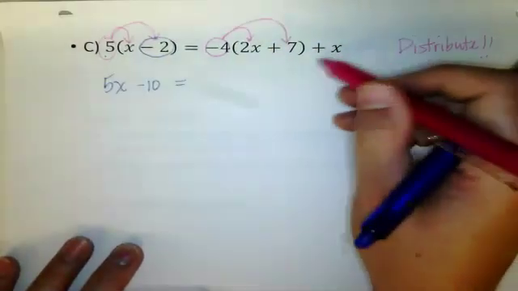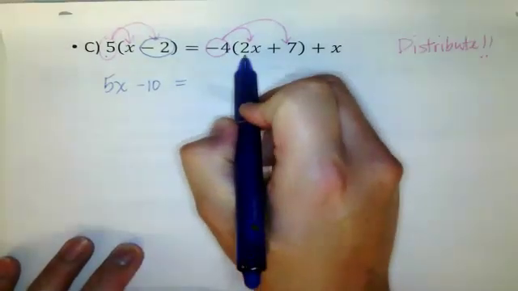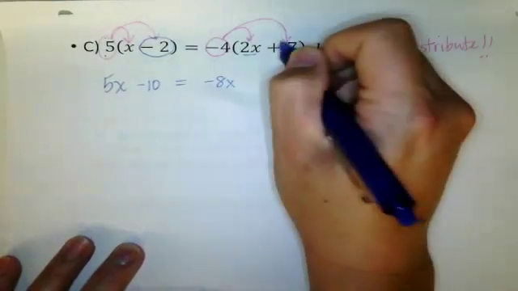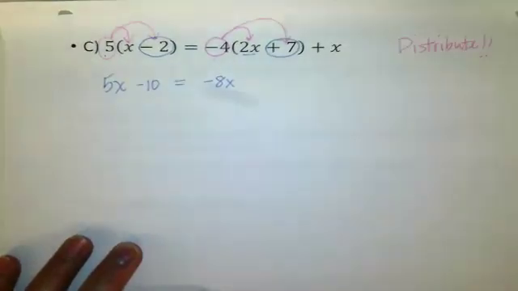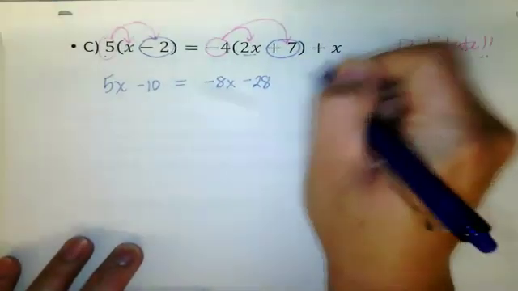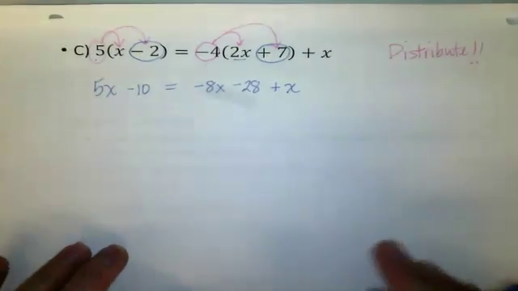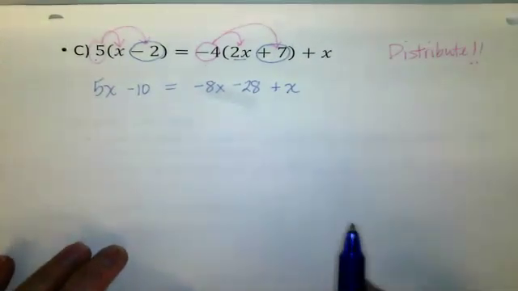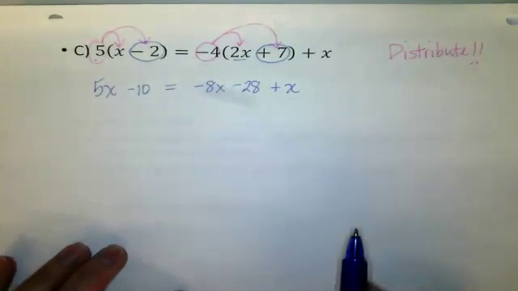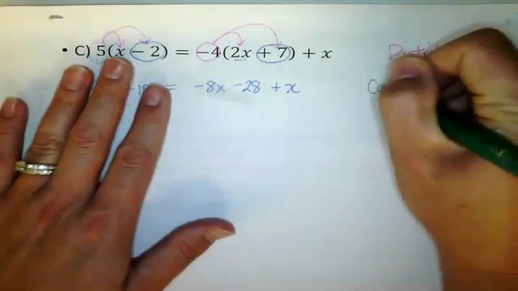Do I distribute to this x out here? No, it's not in those parentheses. Negative 4 times 2x. Negative 8x. Negative 4 times positive 7 is negative 28. And I'm going to bring that plus an x along for the ride. All right. Now we have a lot of x's. What do we need to do? Add them together. Combine like terms is what it's called.